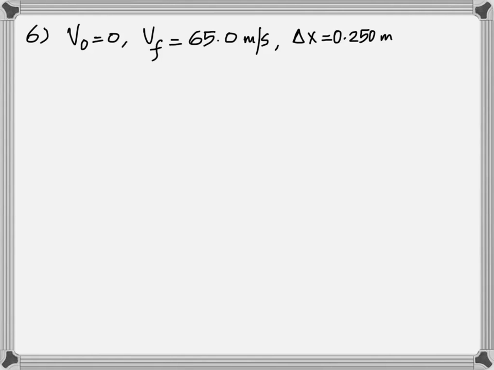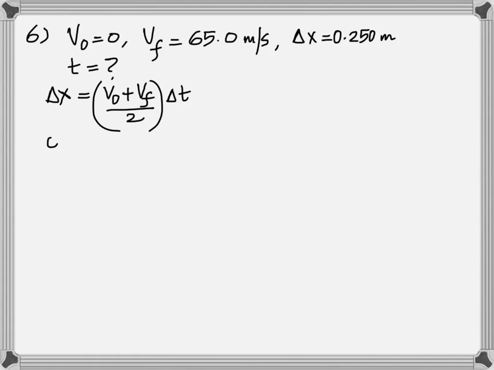In the sixth question, the initial velocity is 0. Final is 65 meters per second. Displacement is 0.250 meter. And you've got to find the time. Now here the equation is average velocity multiplied by time gives displacement.